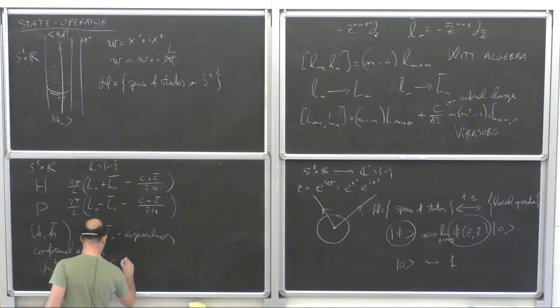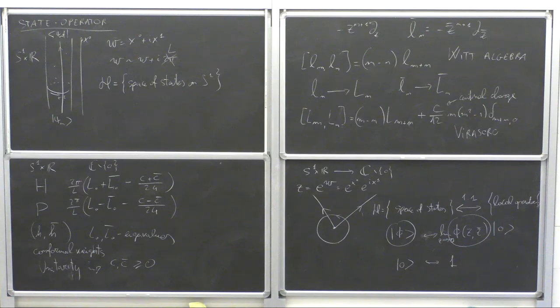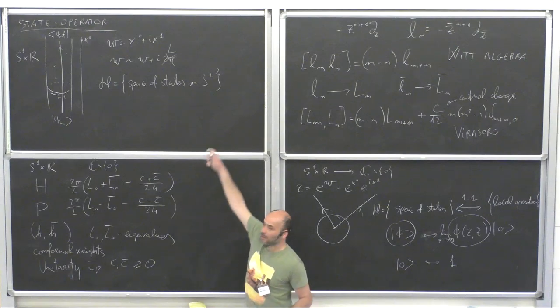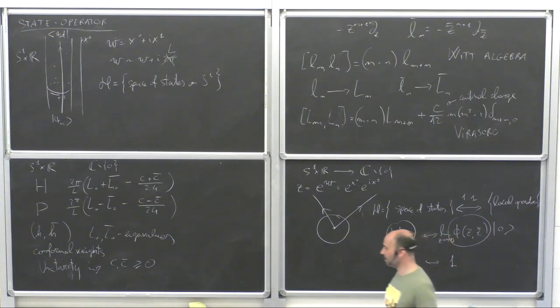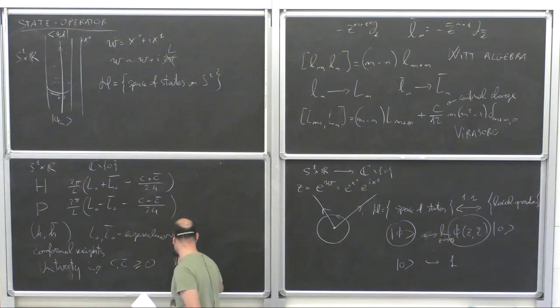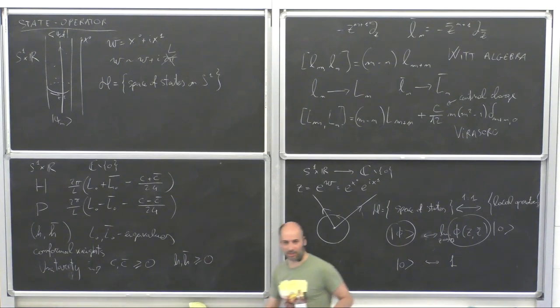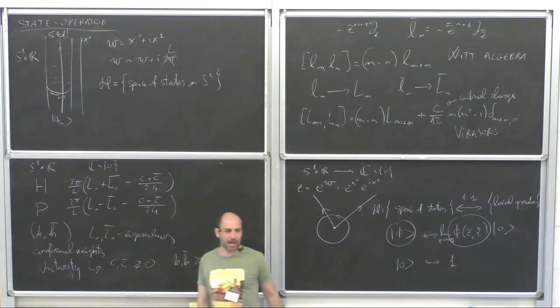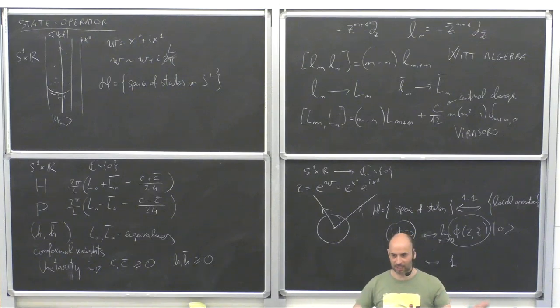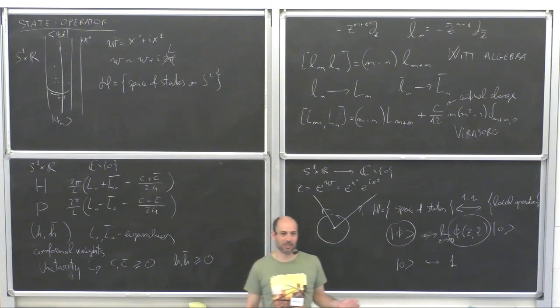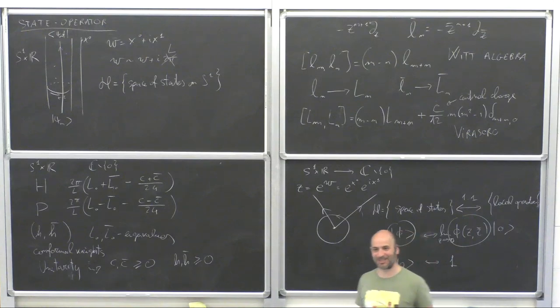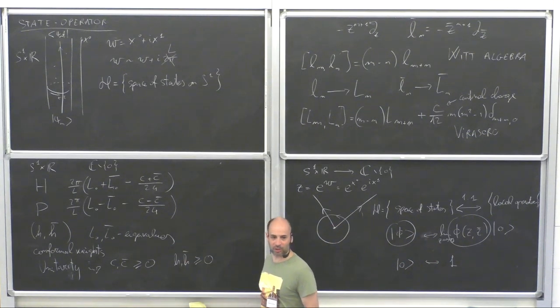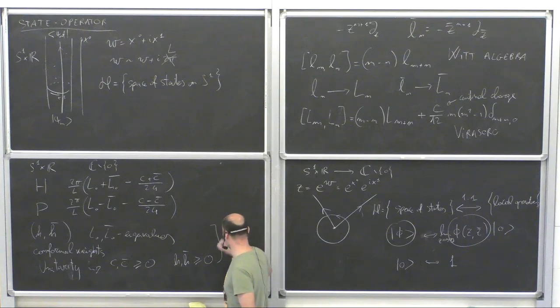Unitarity puts some constraints on all of these. First of all, the central charges must be greater or equal than zero. This is necessary to get a positive definite inner product on your Hilbert space of states. And H and H bar must also be greater or equal than zero. In general, you could have a continuum spectrum and other kinds of things, but most of the time I will consider CFTs that have only discrete spectrum.